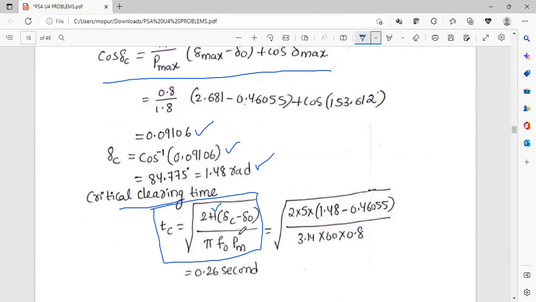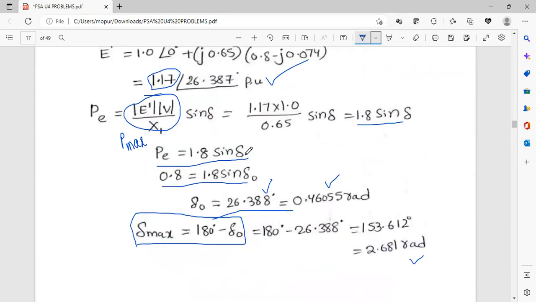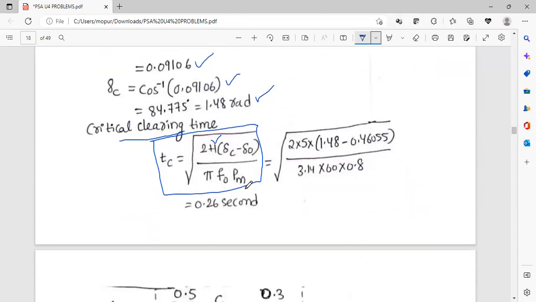Pm is the mechanical power. We are equating this to Pm to find delta naught. At stable condition, Pm is equal to Pe, which is equal to 1.8 sin delta. From that only we are getting this delta naught. So that Pm is the power given in the question. So you will get the critical clearing time.